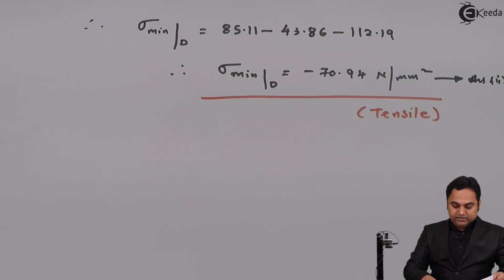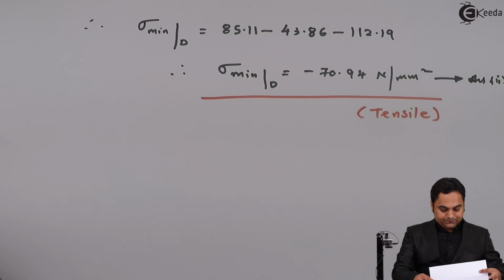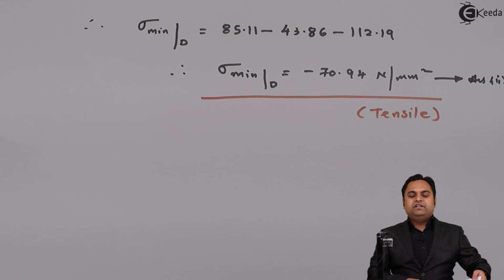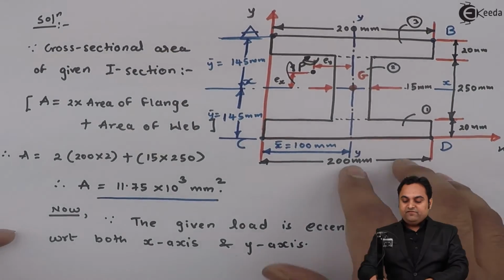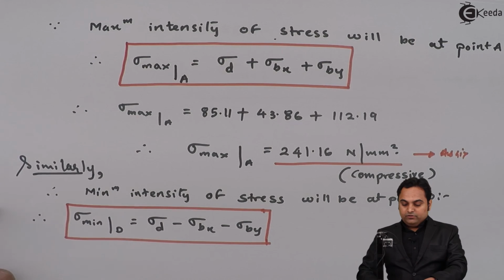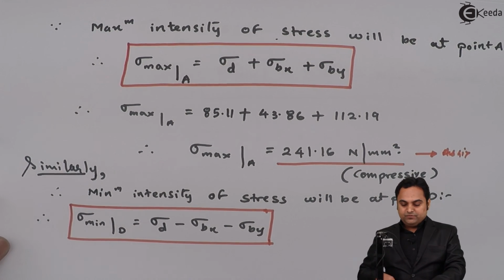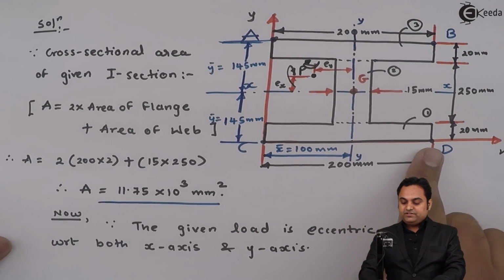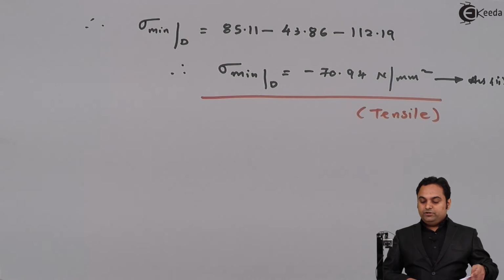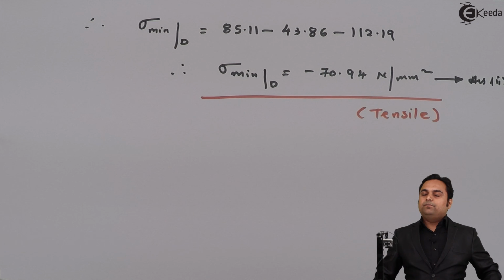So here, as we see in this question, they had asked us to calculate the maximum and minimum intensities of stresses, and that we have found out. Maximum stress at A, which is 241.16 Newton per mm square, and the minimum stress is at the opposite corner, that is minus 70.94 Newton per mm square. And with this we complete the problem.